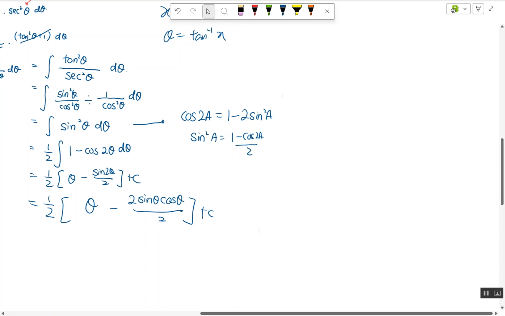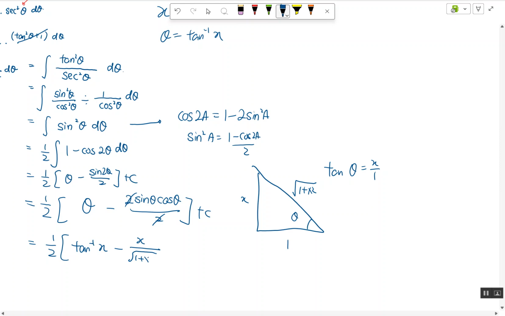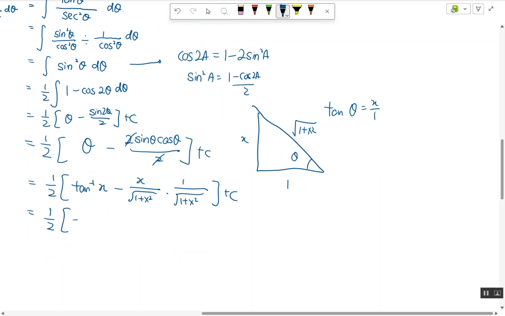That's where the triangle comes in. So now we go back to the triangle. Remember just now when we drew the triangle? Tangent theta is equal to x over 1. The theta is here, this is x, this is 1, this is square root of 1 plus x square. The final answer is going to be, theta is inverse tangent x. The 2 and the 2 cancel. Sine theta, opposite over hypotenuse. Cosine theta, adjacent over hypotenuse, plus C. Make it nice, the final answer would be half inverse tangent x minus x over 1 plus x squared, plus C.